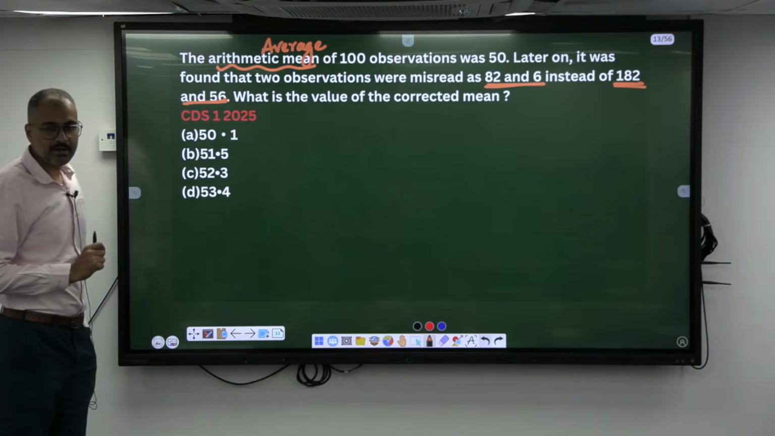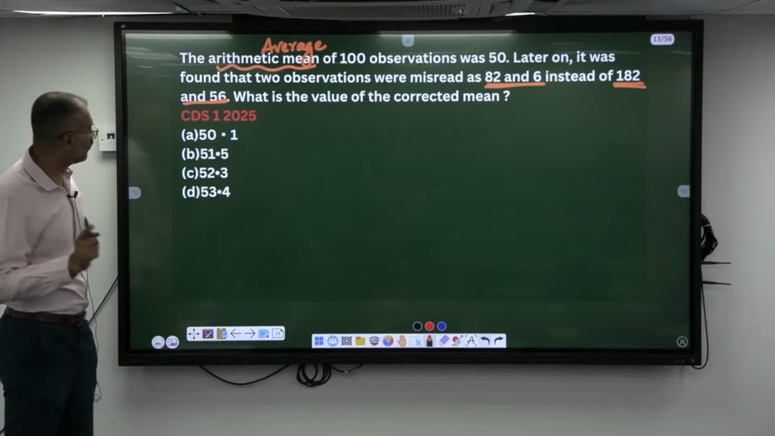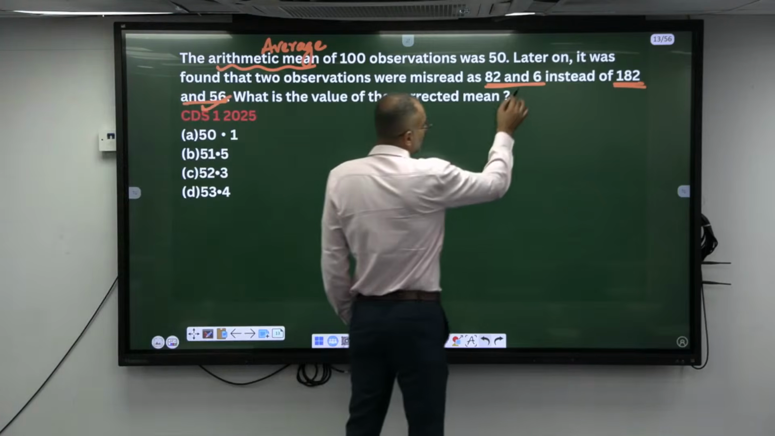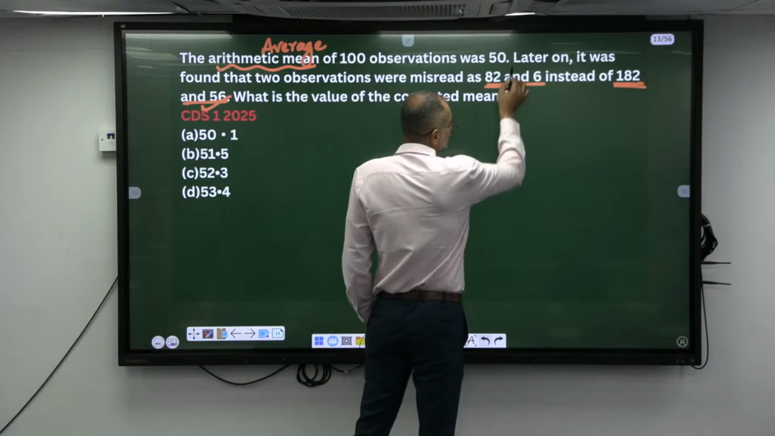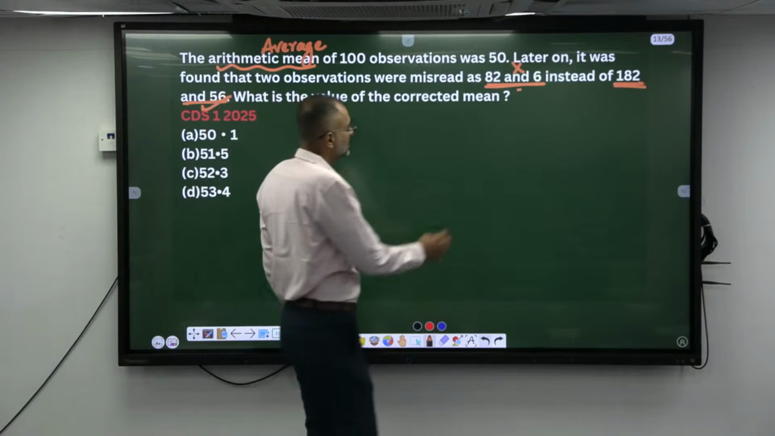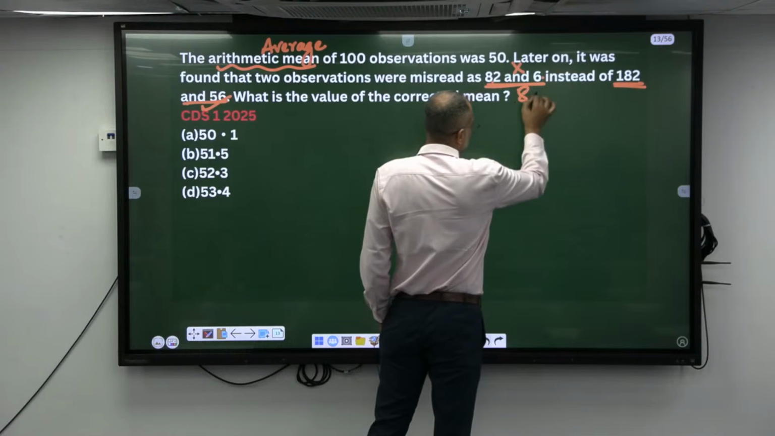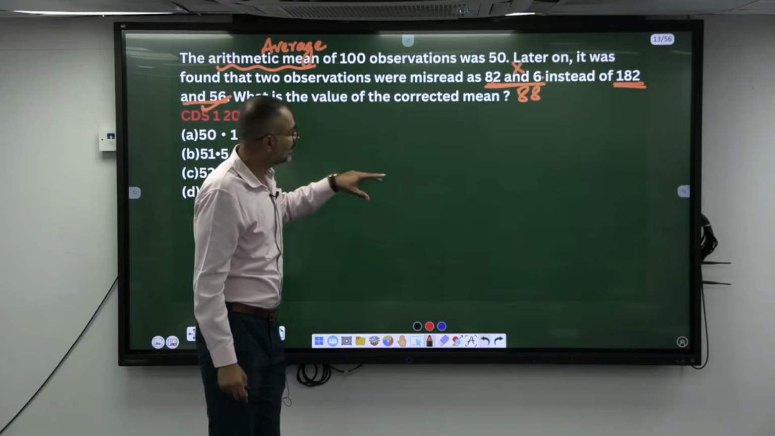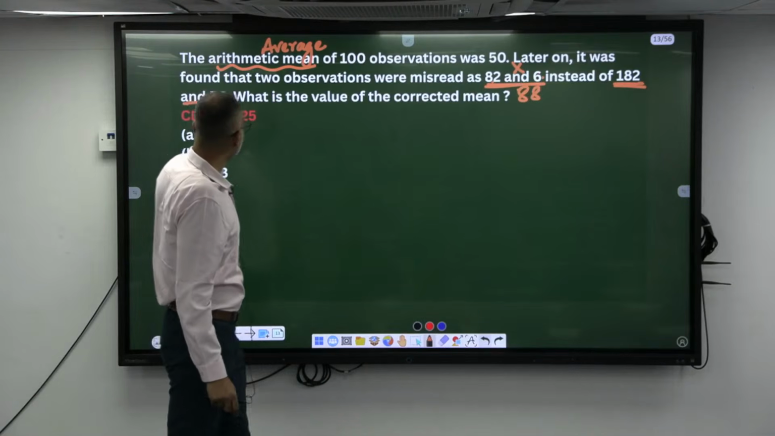Which is the correct entry? 182 and 56. At the place of 182 and 56, we have entered 82 and 6. Or else you can consider this as sum. 82 and 6 becomes how much? 88. We have entered 88 at the place of 182 and 56.